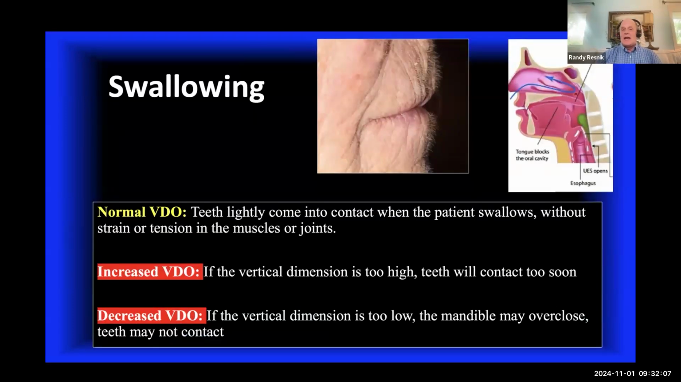Swallowing can be utilized. So in a normal video, when the patient swallows, the teeth should lightly come into contact. If the teeth hit too soon, or too hard, then we know our vertical dimension is too high. If the teeth may not even contact, then we know the vertical dimension is too low. So swallowing can be utilized.